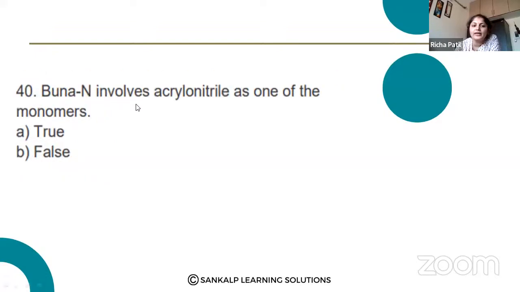Next, Buna N involves acrylonitrile as one of the monomers. It is true. So Buna N is acrylonitrile plus butadiene. Buna S is butadiene and styrene. Okay, so these are some of the questions which we have solved for today.